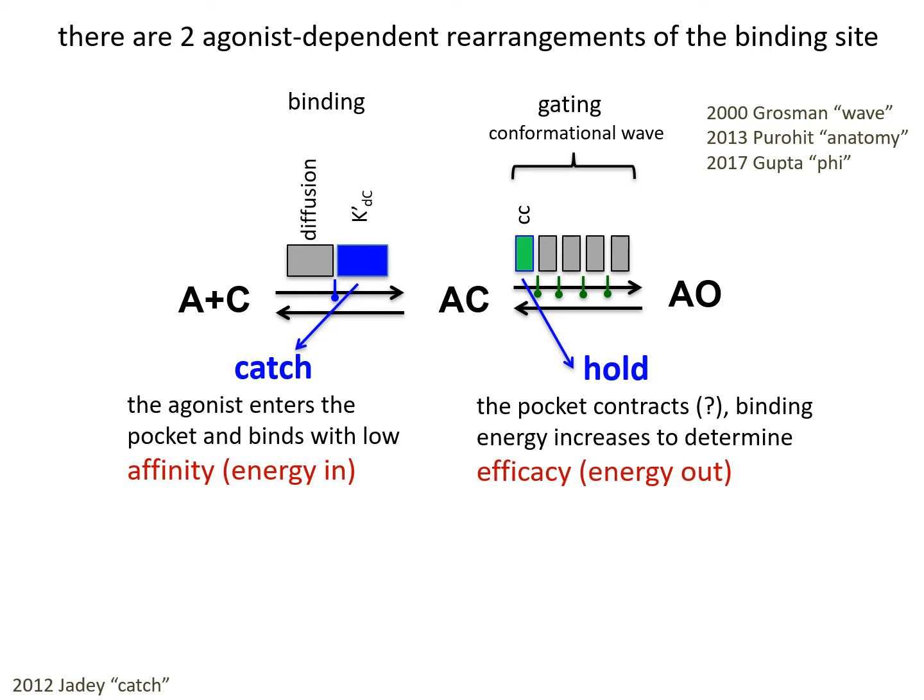So in catch, the agonist enters the pocket and binds with low affinity. That's determining the energy in on the dose response curve. And in the green rectangle in hold, the pocket contracts. That's our hypothesis, described in the second video lecture. The binding energy increases to determine the efficacy, which is energy out.